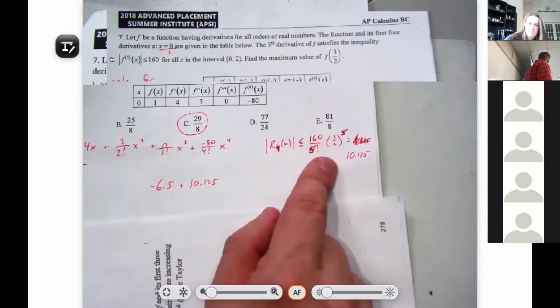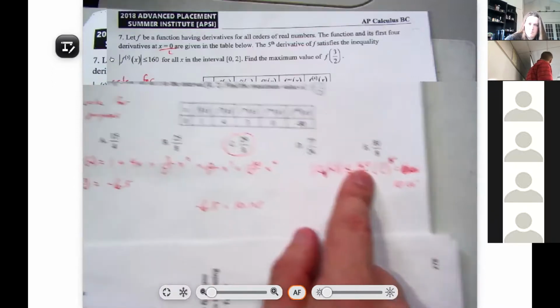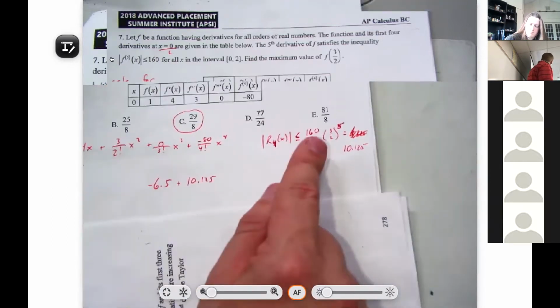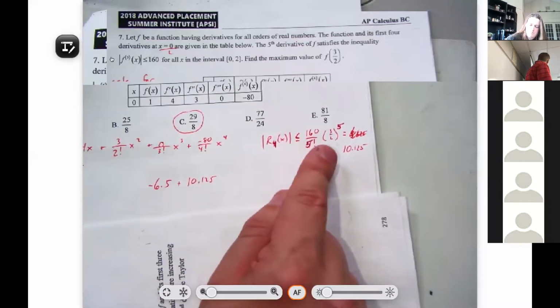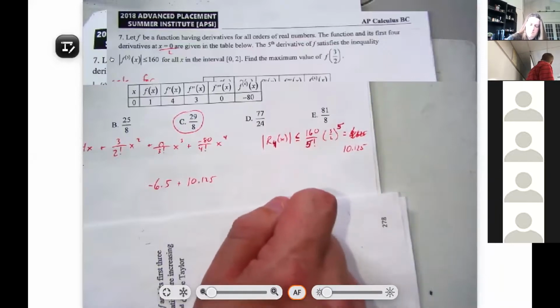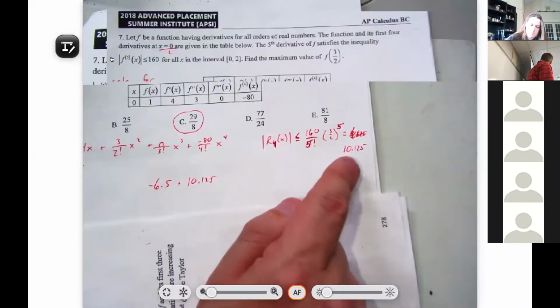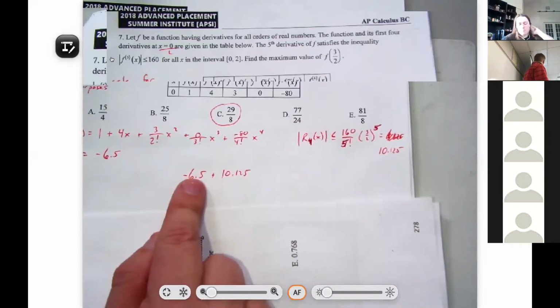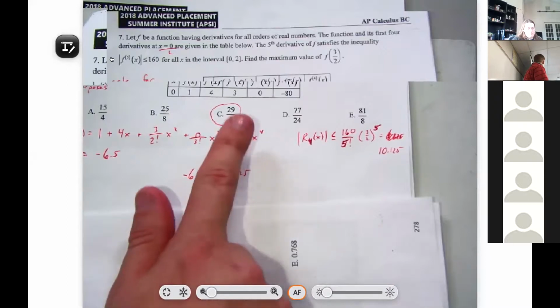This is my error. So the biggest that fifth derivative can be is 160. They give you that right here in the setup, 160 over 5 factorial times 3/2 to the fifth. So the farthest off it could be is 10.125. So there's our approximation, and that's how far off it could possibly be. That's the biggest value we could have.